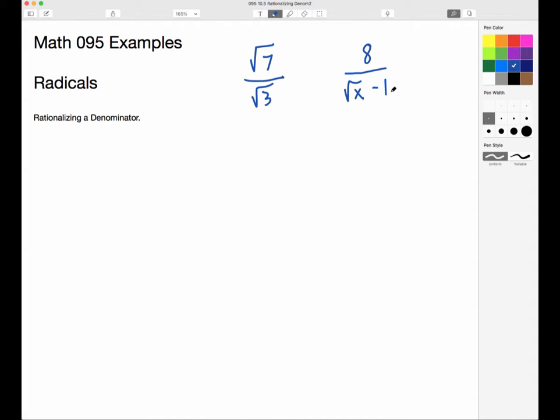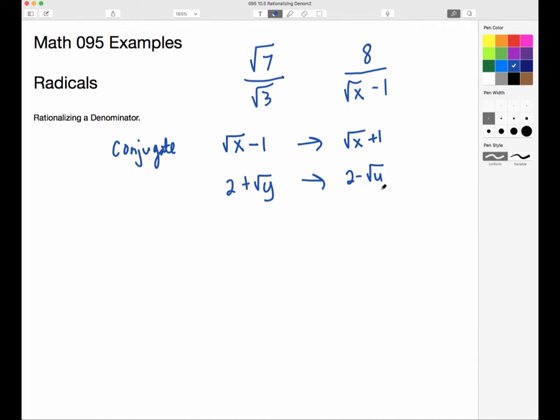So when there's two terms on the denominator, we have to use something called a conjugate. And the conjugate is basically like an opposite, but in a special sort of way. So if you have the square root of x minus 1, then the conjugate is the square root of x plus 1. If we have, let's say, 2 plus the square root of y, then the conjugate will be 2 minus the square root of y.